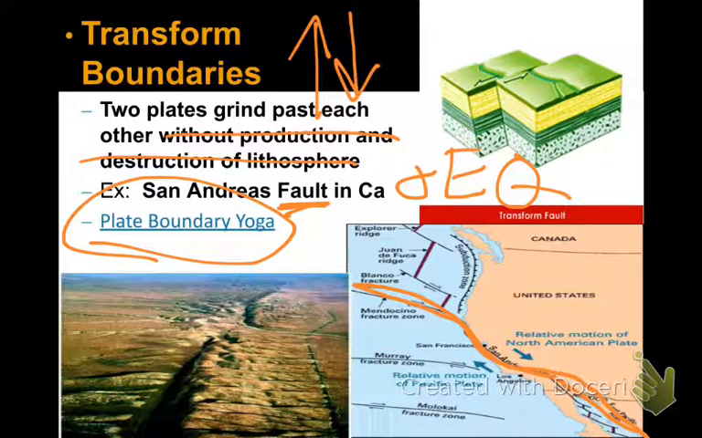So hopefully you're about done writing this one. Down here you can see a picture of where this line was here and this is here. So they're not lined up. That's because this one scooted one way while this one scooted the other way. So that's the transform boundary.